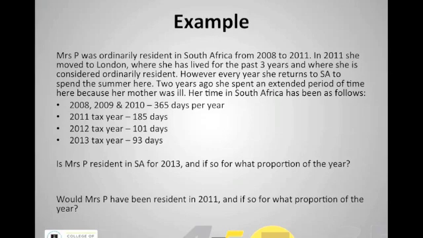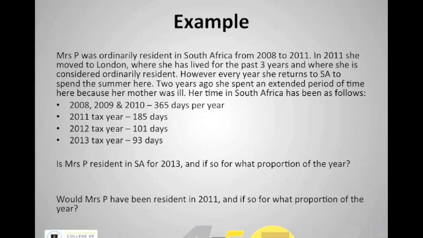Her time in South Africa has been as follows. 2008, 9 and 10 she was here for the full year. 2011 she was here for 185 days, and that's when she moved to the UK. In the 2012 tax year, she was here for 101 days, and in 2013, she was here for 93 days. Is Mrs. P resident in South Africa for 2013? And if so, for what proportion of the year?